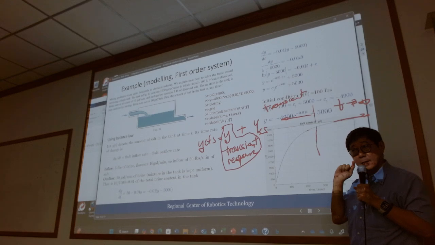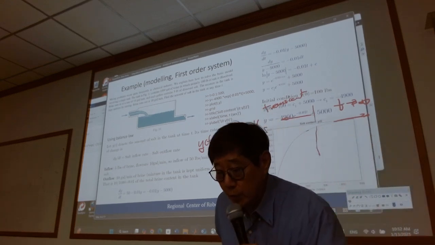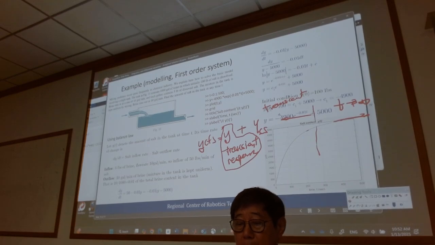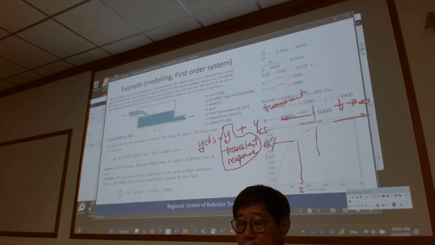Because we don't have an exact boundary here, I use tau as the parameter that can tell whether the system is fast or not. Like 63%.